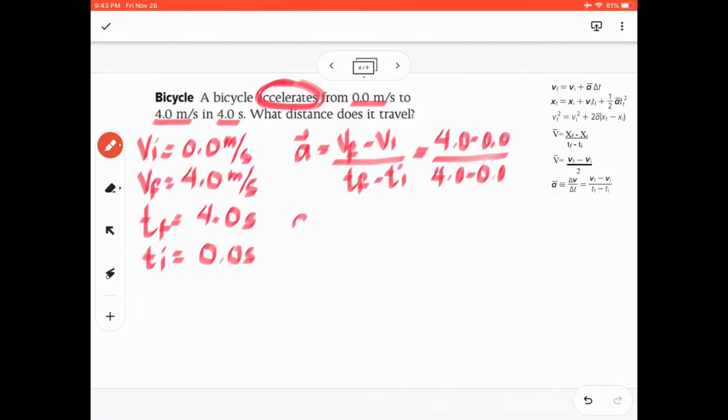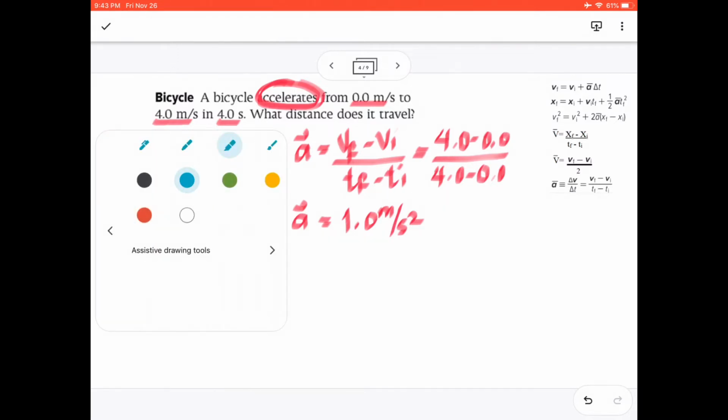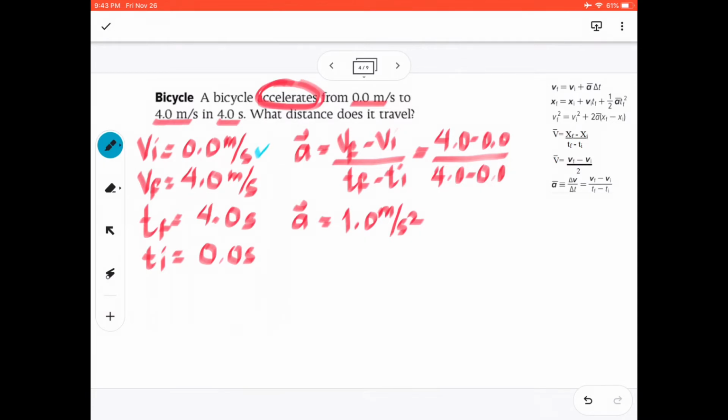So your acceleration is equal to 1.0 meters per second squared. So you have all your givens over here. Let me just change the color so that we will distinguish: VI, VF, TF, TI, and A. All of these are given. Now we need to find the distance that it has traveled.